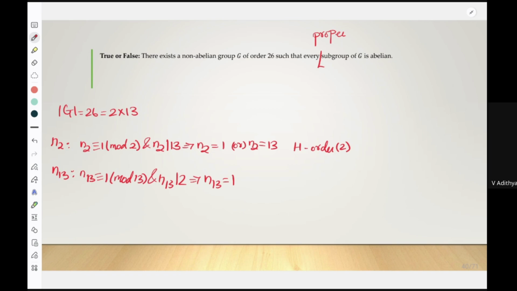Similarly, the unique Sylow 13-subgroup K, which is the subgroup of order 13, will also be cyclic, hence abelian. So no matter what your group G of order 26 is, every proper subgroup of it is abelian. Because it's either of order 1, 2, or 13. And 1 is trivial, 2 and 13 are prime order, so it is cyclic, hence abelian. So now, the question just reduces to, is there a non-abelian group of order 26?